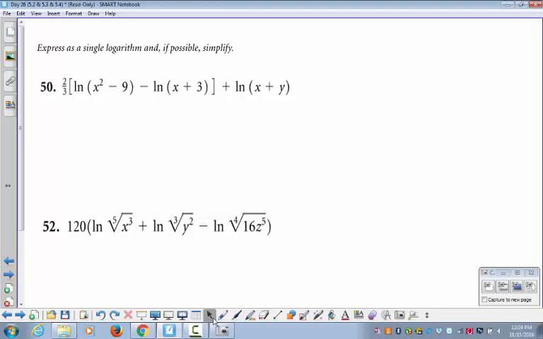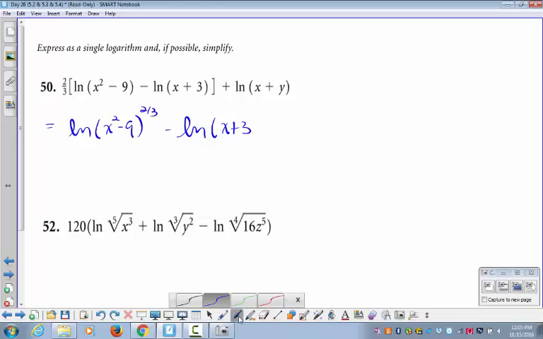So here, we're just going to combine it into a single log. To do that, the first thing I'm going to do is see this 2/3 is way out in front. I'm going to distribute that, and then there will be a coefficient, and so then it can come up as a power. So we're going to write this as natural log of x squared minus 9 to the 2/3 minus natural log of x plus 3 to the... Oh, I see some simplification we could get rid of first, actually. Let's do that. Let me go back up.